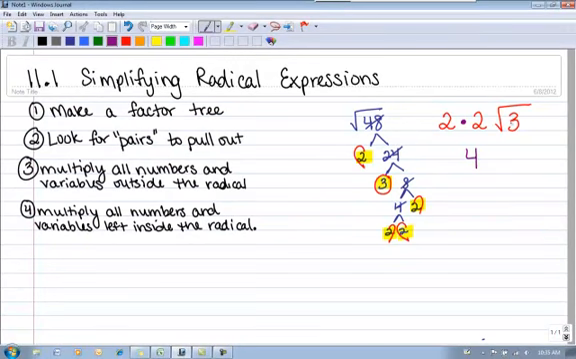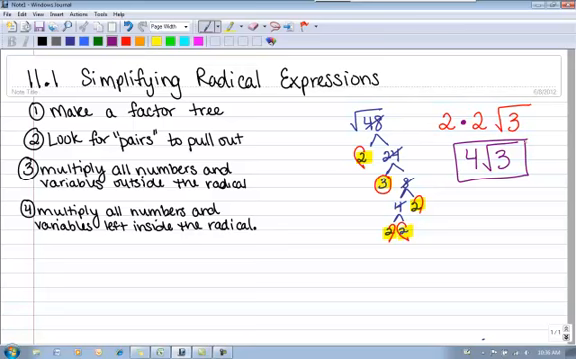And then there's nothing left underneath the radical other than 3. So I'm just going to write radical 3. And my final answer is that the square root of 48 equals 4 radical 3. Now let's try that again with another type of problem.